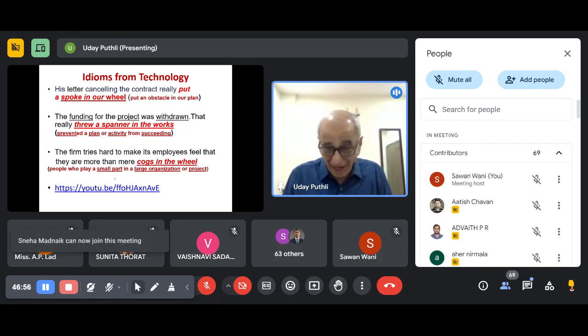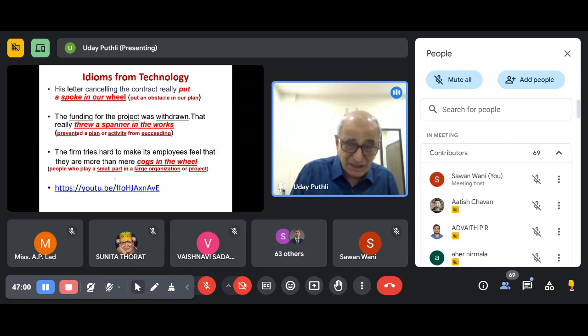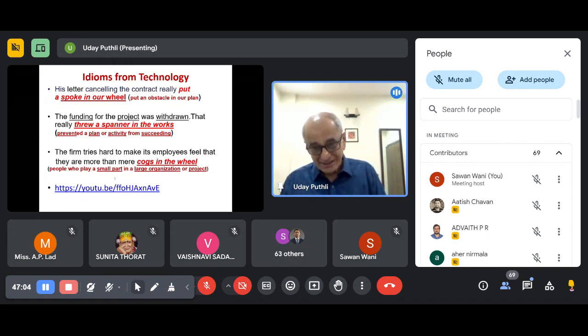The firm tries hard to make its employees feel that they are more than mere cogs in the wheel. The word cog has two meanings. One is a very small gear like you have in a wristwatch. Another is that in a big gear, each tooth is also called a cog. So actually, it's a very small part of the machine.